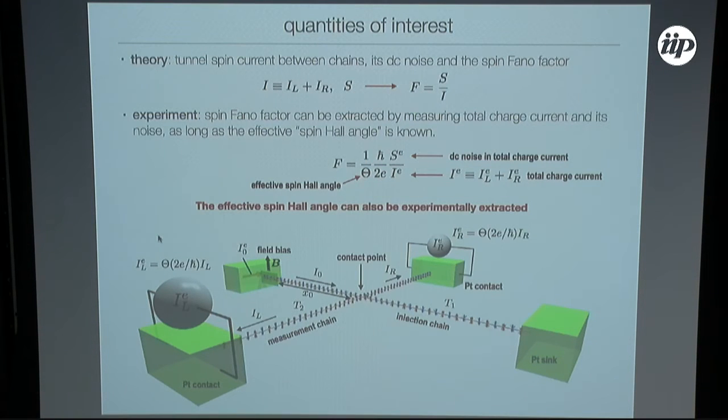However, I'll show at the end that if you do some control experiment, we can extract this data experimentally before we go into doing the actual experiment. Okay, so I'll talk about that at the end.